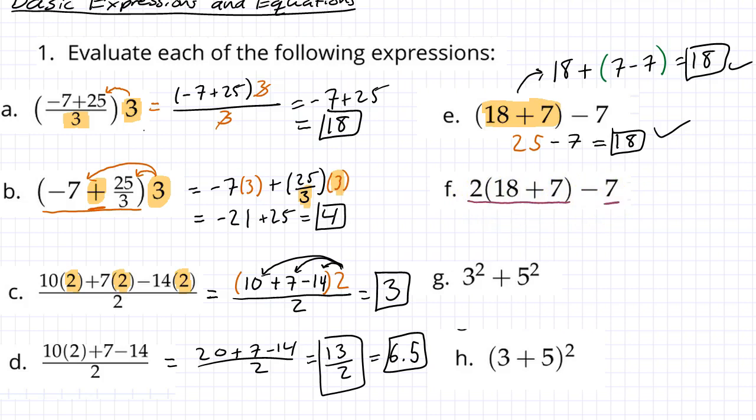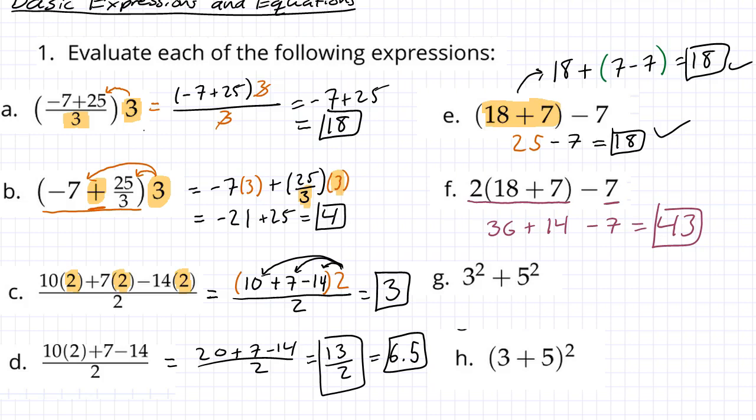So to do that, you could either distribute the 2 or do 18 plus 7 first. Let's distribute the 2. It's going to become 2 times 18 is 36, plus 2 times 7 is 14 minus 7. And then you see, if you did the 7 minus 7 before, a common mistake, you'd be making a mistake here, and you'd be missing out on the 14 minus 7, which is 7. Anyways, the whole thing works out to 43.